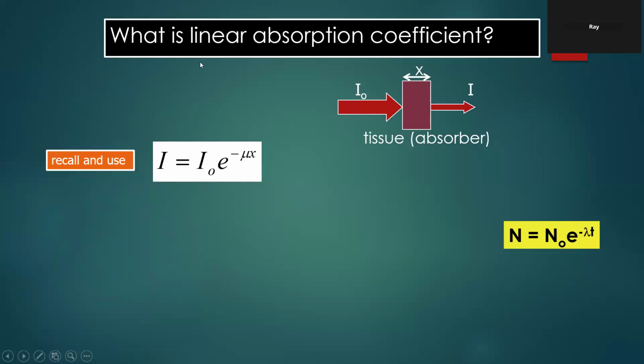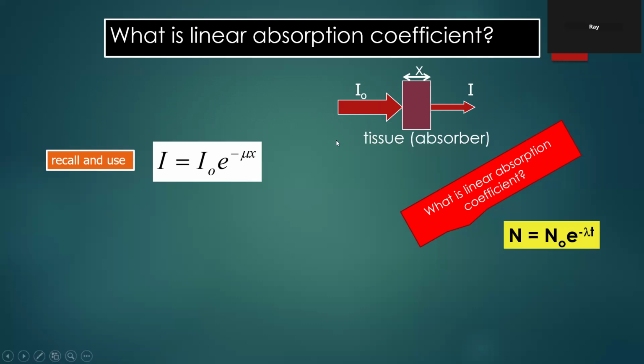Okay, if the examiner asks you what is linear absorption coefficient, basically you have to write this whole thing. This is the same as for radioactivity. You just change the symbol, that's all. Instead of N, you use I. Instead of lambda, you use mu. You're supposed to remember this formula, recall and use. So this whole slide defines for you what is linear absorption coefficient.